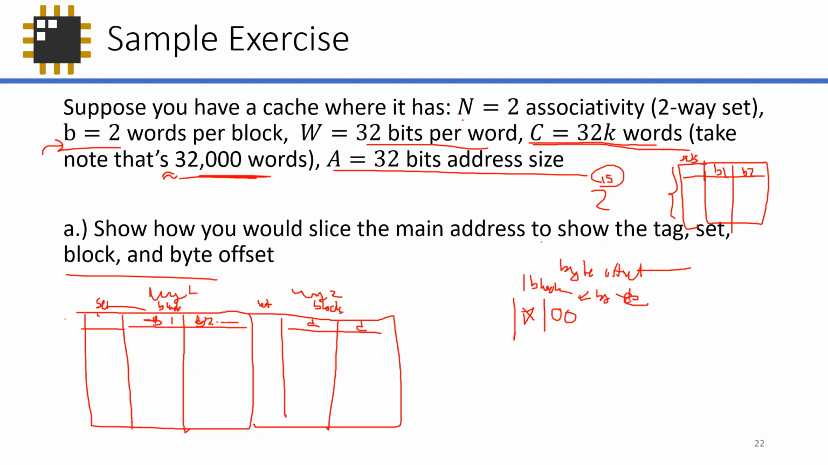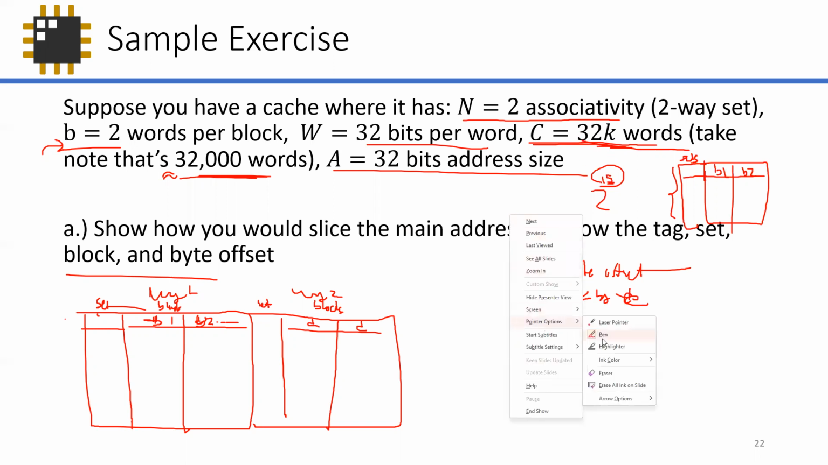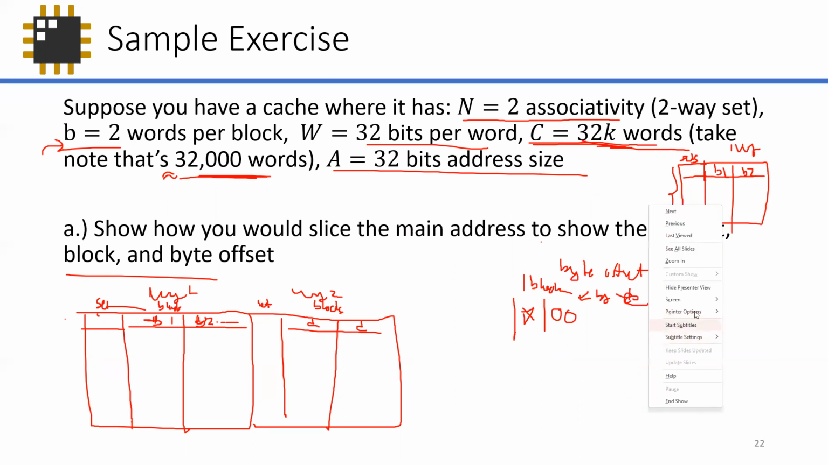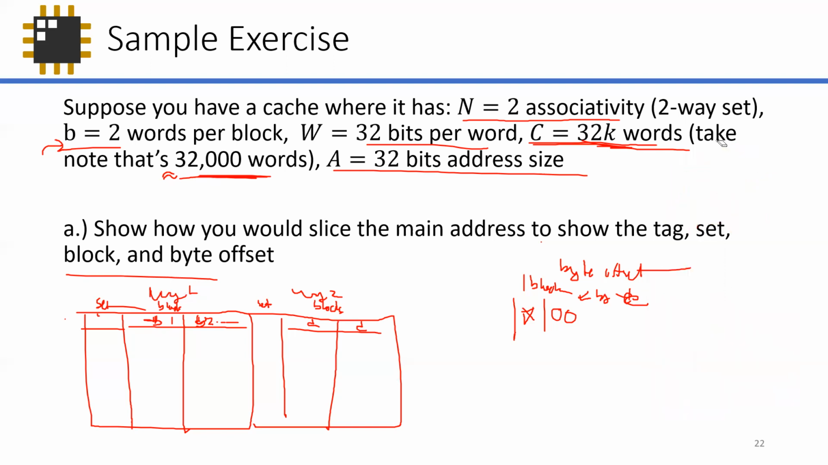So I need 15 bits for the sets. But take note, I have two-way set associativity. If I have two-way set associativity, I have to divide that 2 to the 15 even further, because all those 32K words are split into two. Actually, wait, let me repeat that. I think I messed that up. Let's try to do it step by step so it's very clear. I'm gonna redraw it.